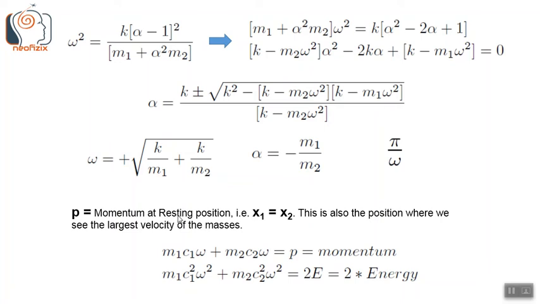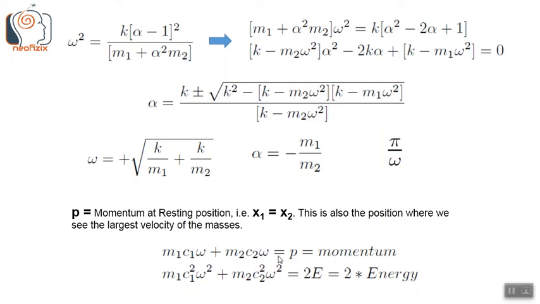Here P is the momentum measured when the two masses are in their resting position, that is, when x1 equals x2, while executing the oscillation. That is, the spring is oscillating, only the masses come to their resting position and the spring is in a relaxed state. So at that position we measure the momentum. This is also the position where we see the largest velocity of the masses. And these are the momentum and energy equations at the resting position.